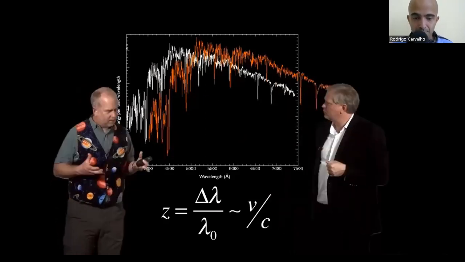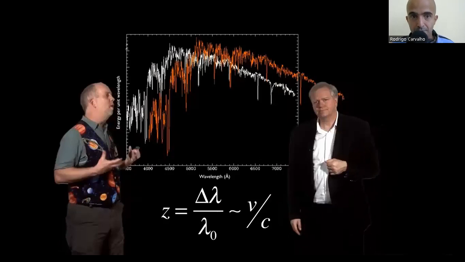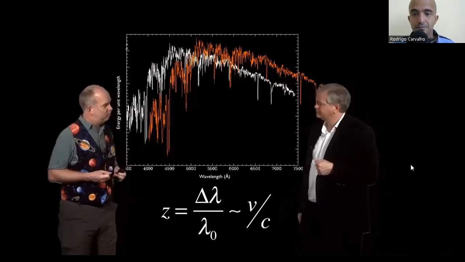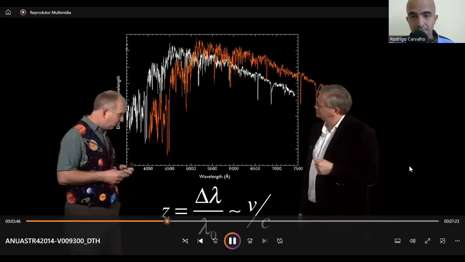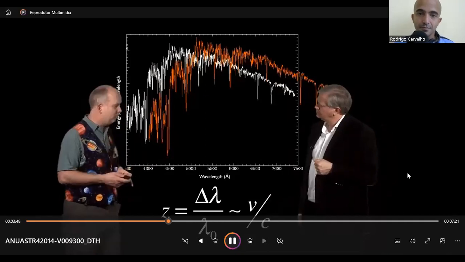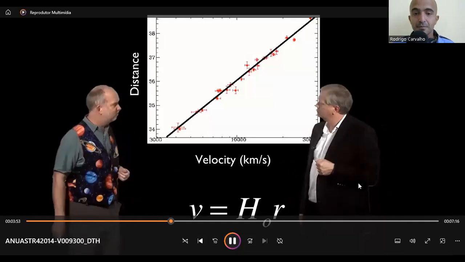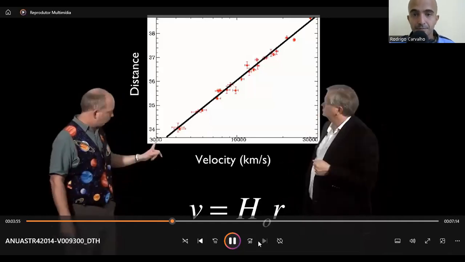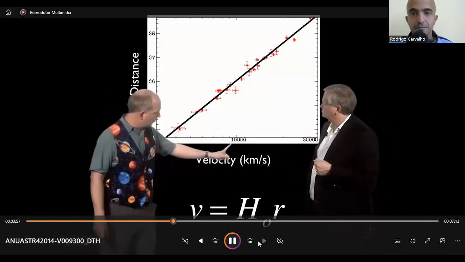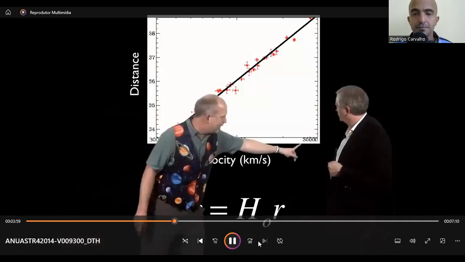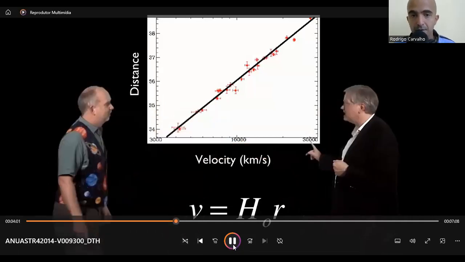Yes, and it turns out that almost every galaxy is moving away from us. There are one or two very nearby galaxies that aren't, but almost every galaxy is moving away from us. And if you plot how fast they're moving away from us against distance, you get this plot. What we're plotting here is how fast they're moving away from us. You see, that's 10,000 kilometers a second, 30,000 kilometers a second, 10% of the speed of light if it's a velocity.